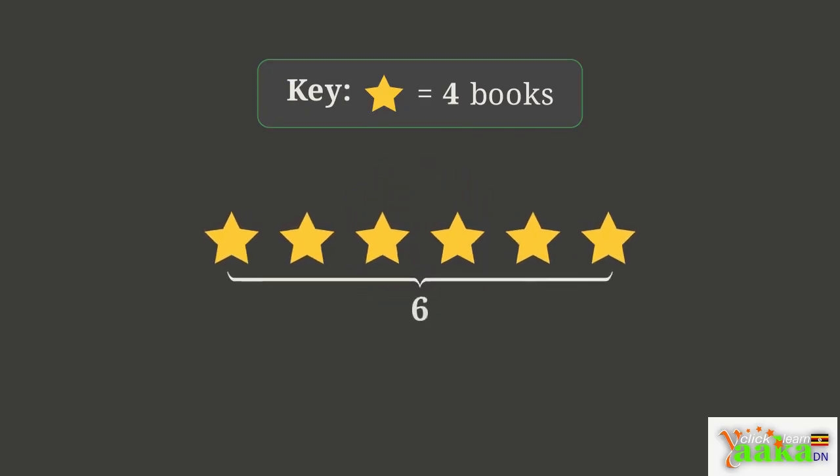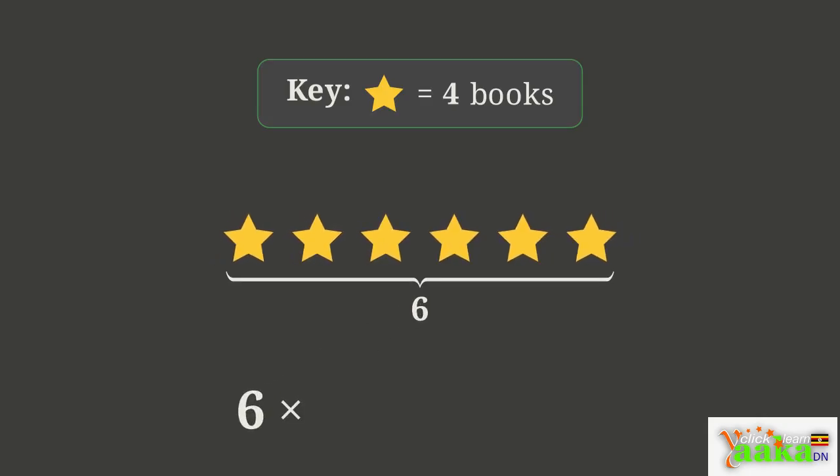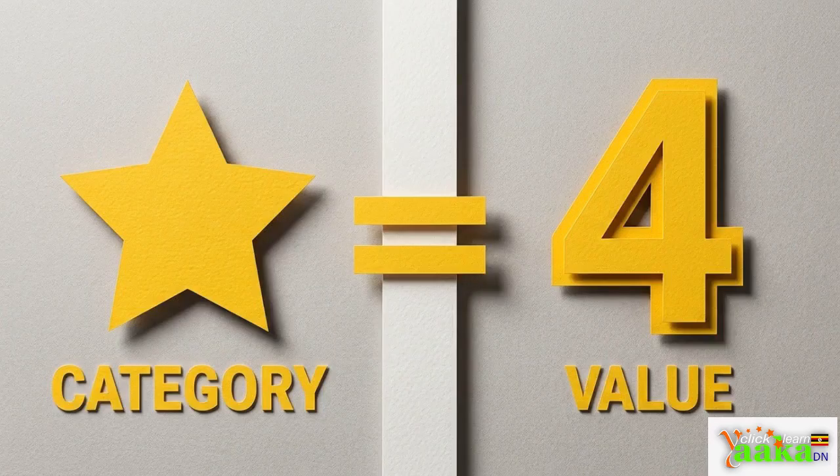To find the total, take the 6 symbols and multiply them by the value in the key. 6 times 4 equals 24 books. In data handling, symbols identify the category, but the key provides the specific numerical values for the entire graph.